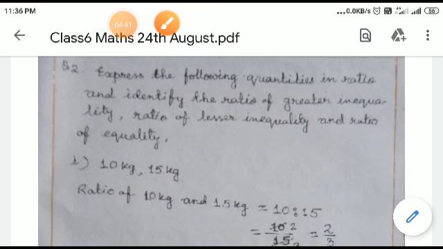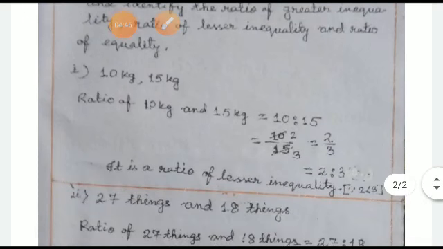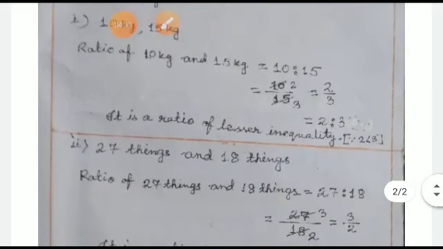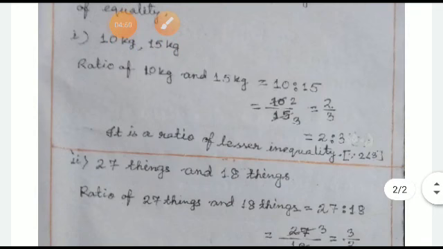So first of all, we will express the quantities into ratio. We will find out the simplest form. Then comparing the first term and second term, we will write which are the ratio of lesser inequality, which are greater inequality, and which are ratio of equality.